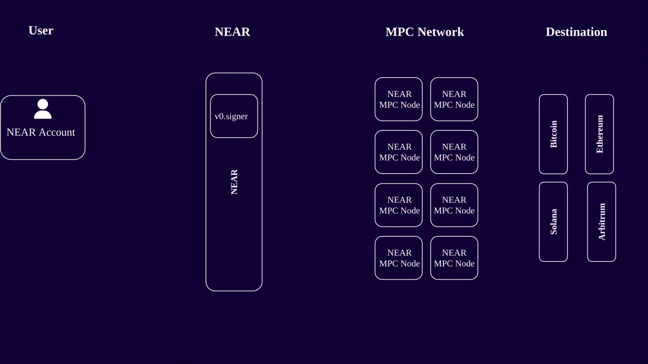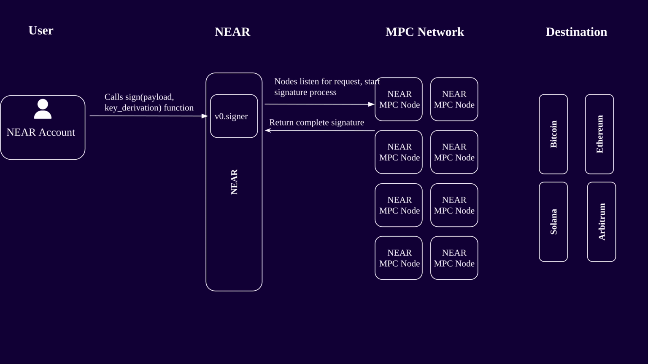So basically, we have a user calling from the Near account. We're going to call basically to sign a payload, and then it's going to go out to this MPC network, which is a bunch of trusted sources that are running computation, each one having only a piece of the key to start the signing process, and they're going to return a completed signature. And then the Near account is going to receive the signature.